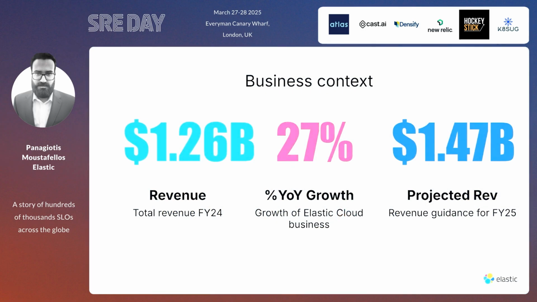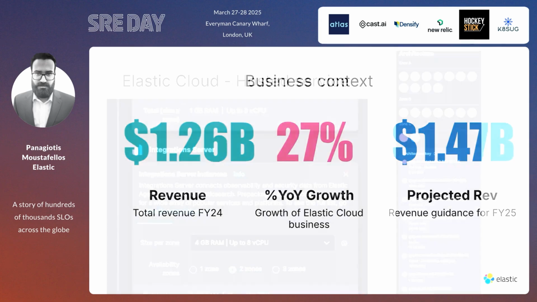So, some business context around Elastic. Elastic is a public company, so those are public data. The revenue as reported for fiscal year 24 was 1.26 billion, and the growth of the cloud business of Elastic is a bit over 27%. We expect that the cloud business of Elastic is going to surpass, as a percentage, and become the main contributor of revenue at Elastic. It's the strongest side of the business nowadays.